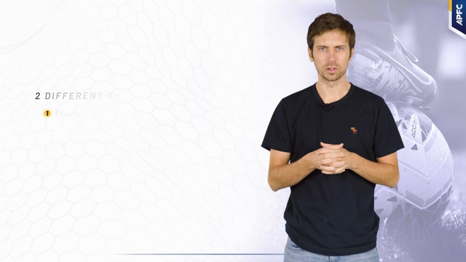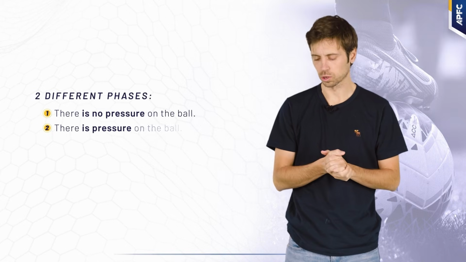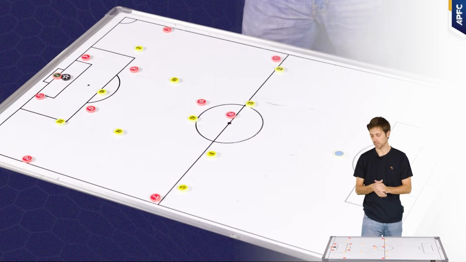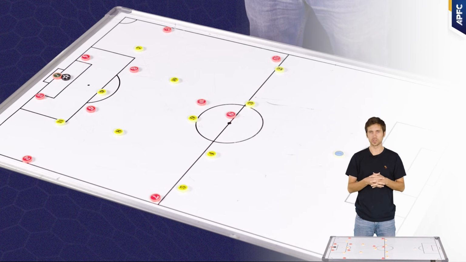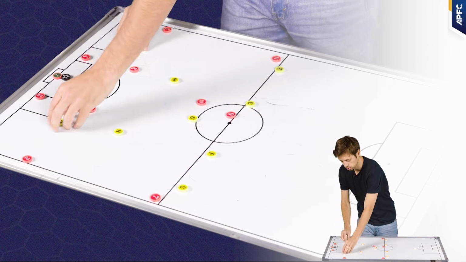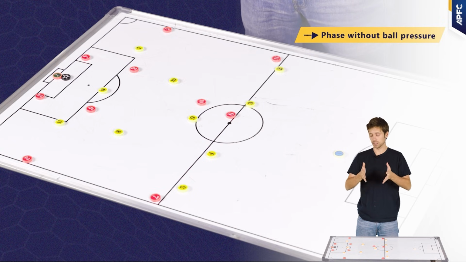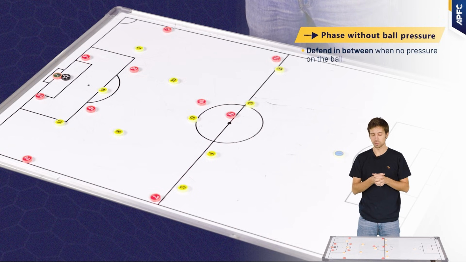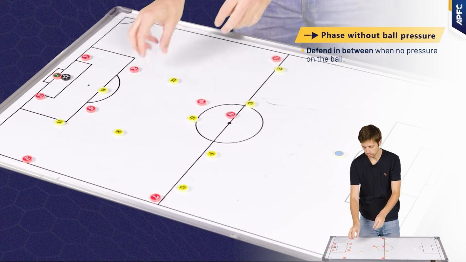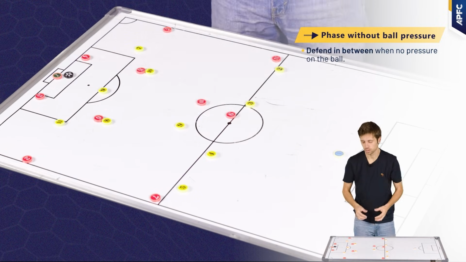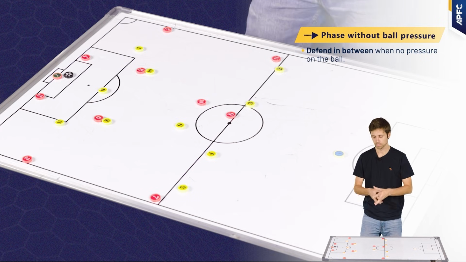For you to understand better, we will divide the next chapter into 2 phases: the phase when there is no pressure on the ball, and the phase where there is pressure on the ball. We will start when there is no pressure on the ball. Imagine a situation where the goalkeeper has the ball on the ground, the game has not restarted yet, and we need to have positions ready to create our pressing trap. It is very important to understand that when there is no pressure on the ball, we must defend in between. So never man marking. Otherwise, it will be very easy for the opponent to play through our man marking pressure.